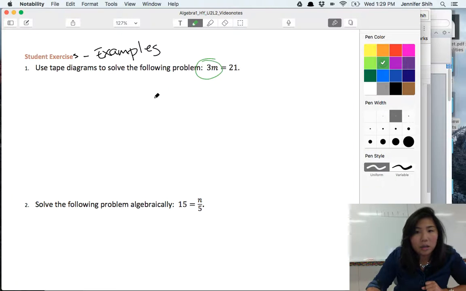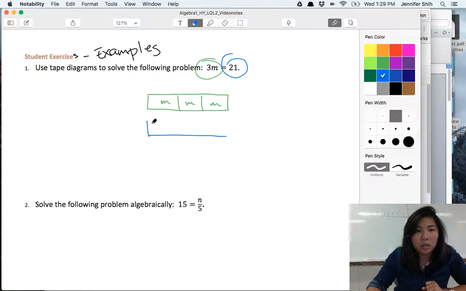So my 3m's, I have one piece of tape that is 3m's, M, M, and M. Okay? Then I have another piece of tape that's equal to 21. So I'm going to use a tape diagram for this. Tape diagram. And now I think to myself, okay, if this whole thing is 21 and there's 3 parts here, then I have to think to myself, what would M be?